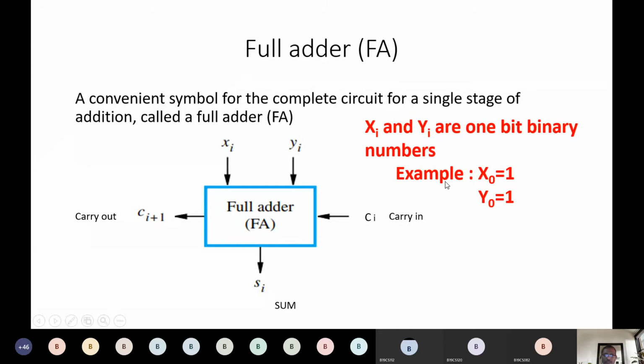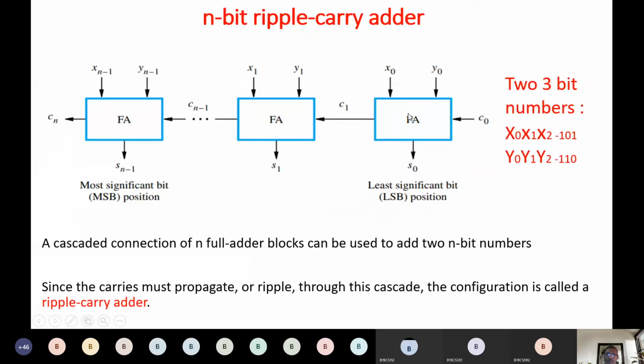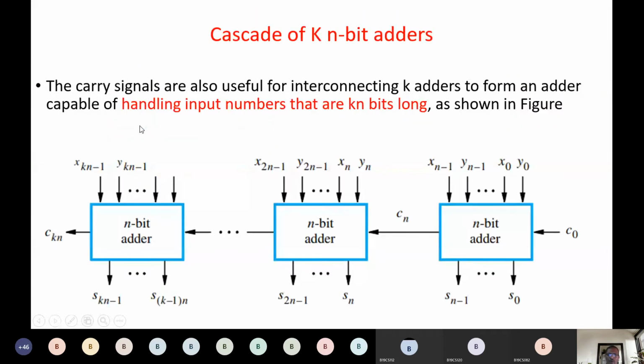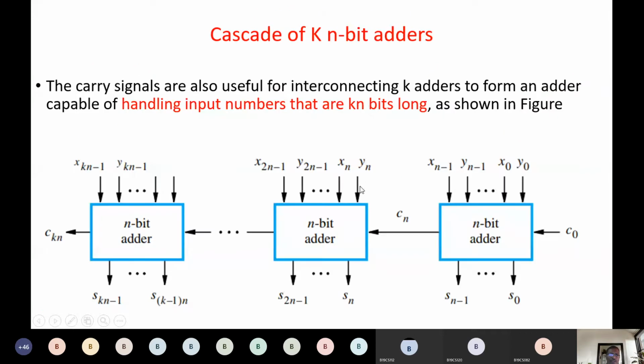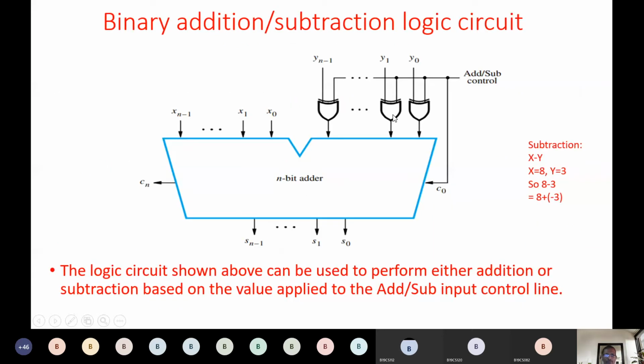So this one full adder can do only 1-bit binary number addition. How do I do n-bit binary addition? By using multiple full adders. If I want to add two 3-bit numbers, I need 3 full adders. For 5-bit binary numbers, 5 full adders. If I want n bits, I need n full adders. These n full adders can be cascaded or connected in this way so that they can handle binary numbers of length n bits. Okay, done.